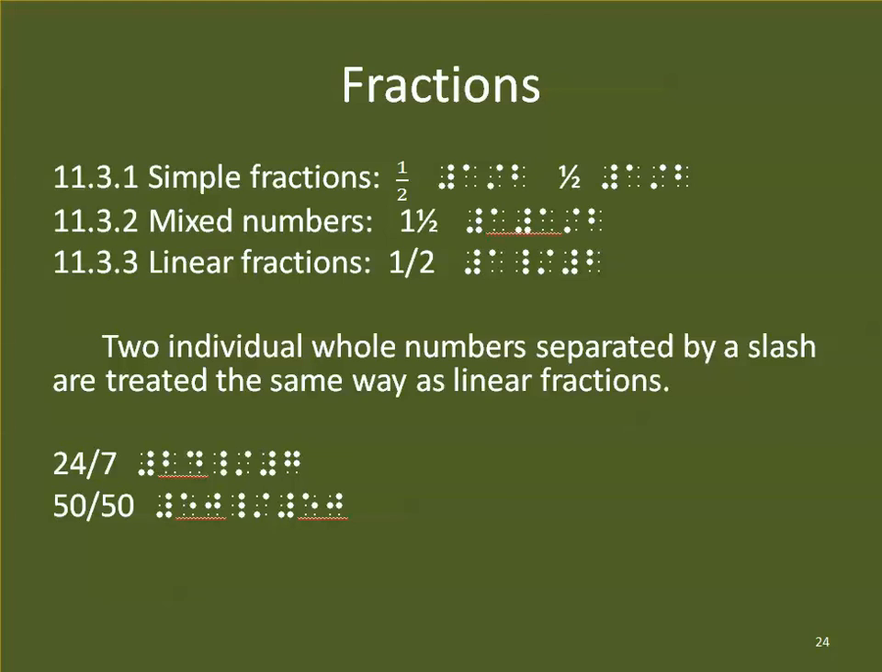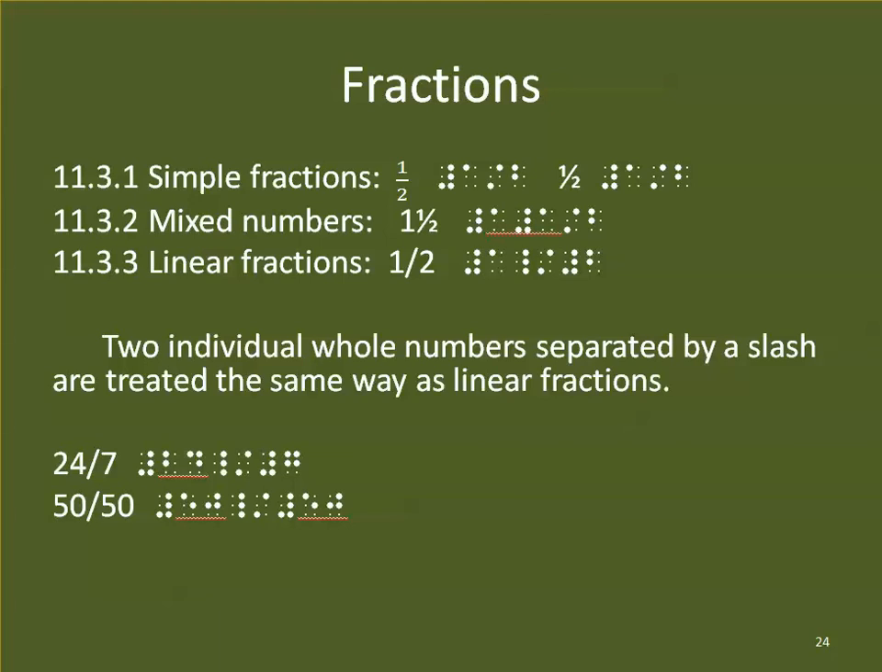For mixed numbers, they're going to be a little different than what we have done in EBAE. We used to stick a hyphen in between the whole number and the fraction, and we did not start up the number sign again with the fraction. In UEB, we have the numeric mode indicator for the whole number, and again for the fraction part of it. No space or hyphen in between the two.